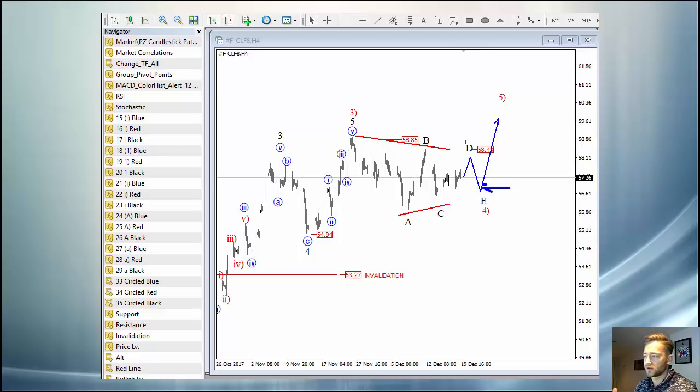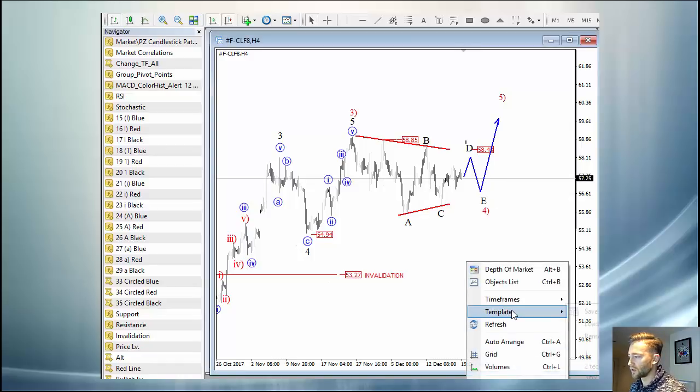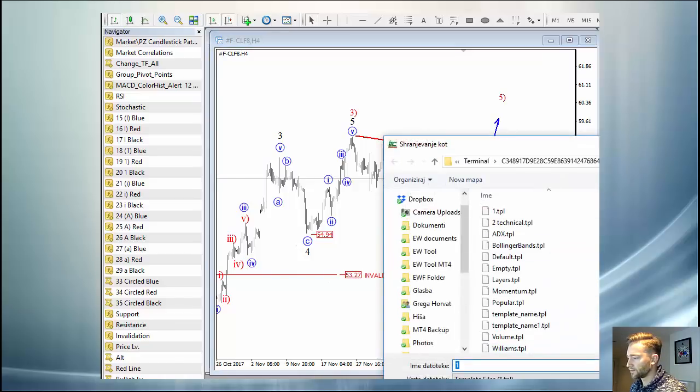And also, if you think that this is a triangle, that doesn't mean that this is the only possible pattern. There's also a possibility that this is a triangle in wave B of wave 4. Let me show this wave count. Okay, so I will save this template.